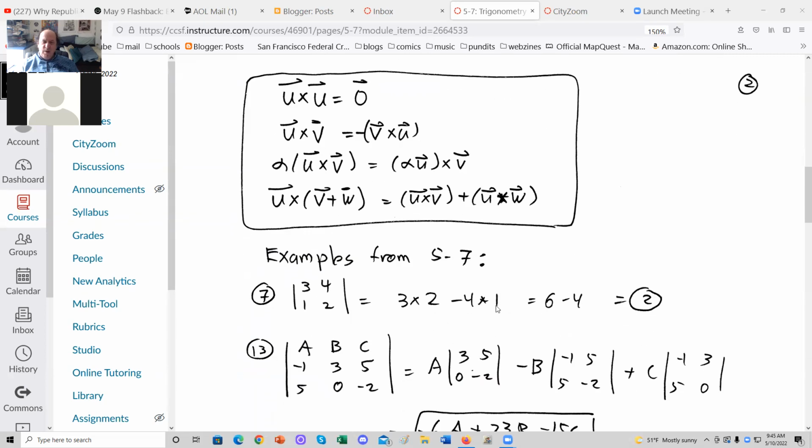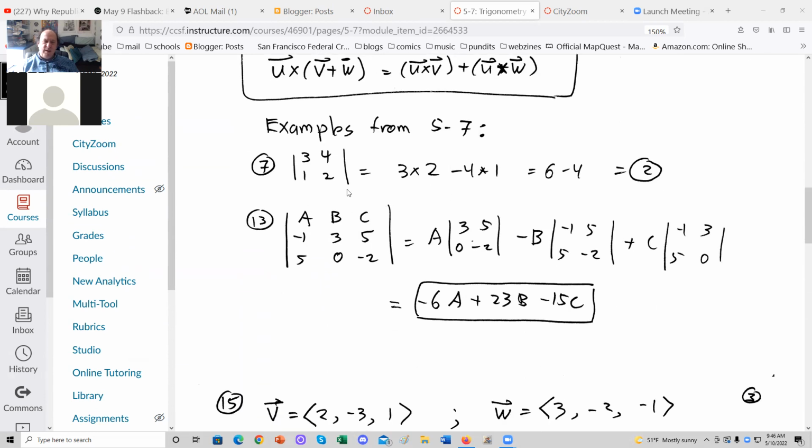So there are some examples. This is to remind us of what a determinant is. For 3, 4, 1, 2, its determinant is 3 times 2 minus 1 times 4, which is 6 minus 4, or 2. Now here we have a 3x3 determinant. Expanding along this row will be plus A times this minor, minus B times this minor, plus C times this minor. So minus 6A plus 23B minus 15C.